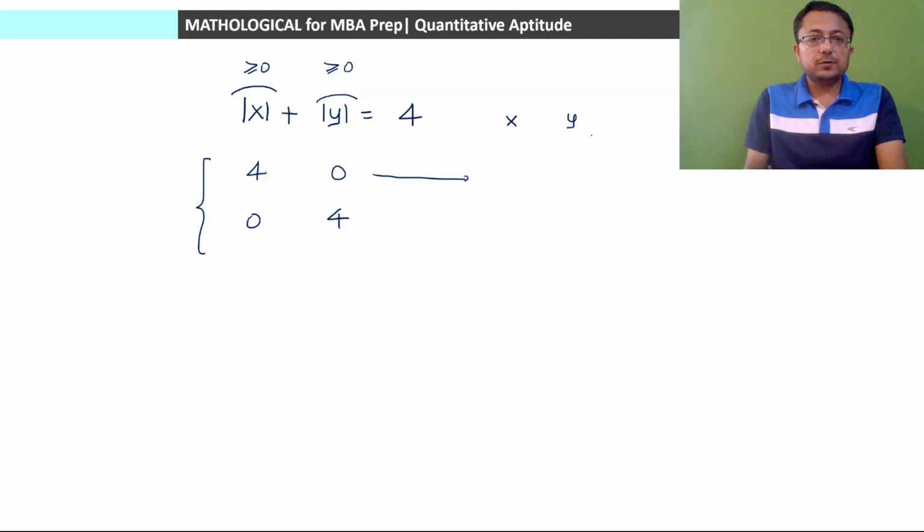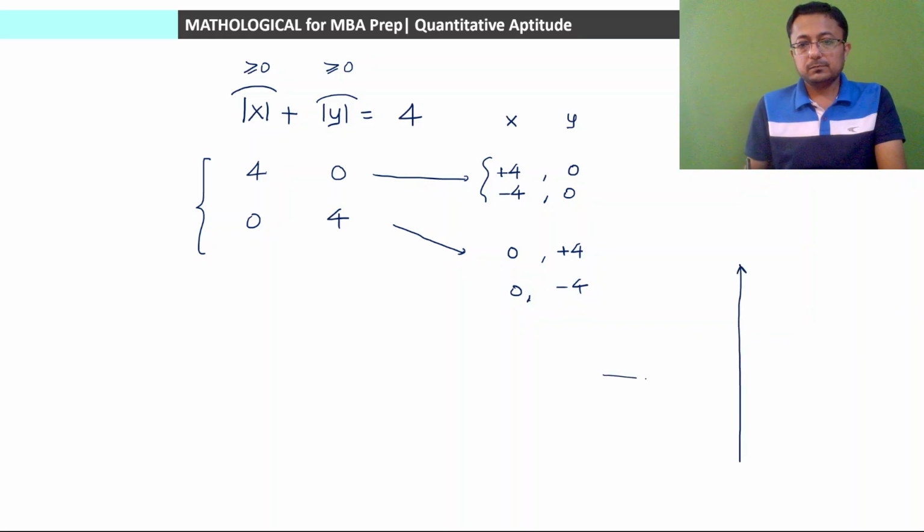y will be equal to 0 and x will be, since mod of x is equal to 4, x can be plus 4 or minus 4. Two solutions. So plus 4 comma 0 will be a solution, minus 4 comma 0 will be another solution. Similarly, if mod of x is equal to 0, so x is clearly equal to 0. Mod of y is equal to 4, so y can be plus 4 or minus 4. So 0 comma 4 and 0 comma minus 4 will be another two solutions.